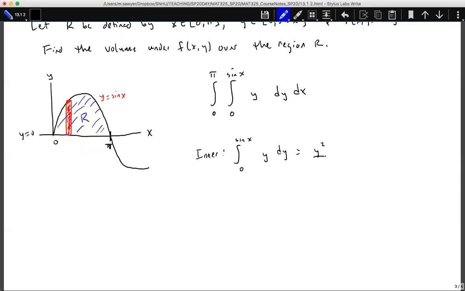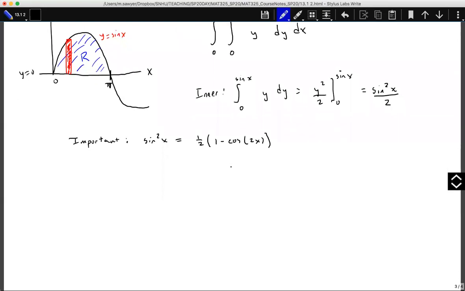This gives us y squared over 2, evaluated from 0 to sine of x, which gives us sine squared of x over 2. An important trig identity is that sine squared of x is equal to 1/2 times 1 minus cosine of 2x. This double angle identity makes it easier to use a u substitution later.